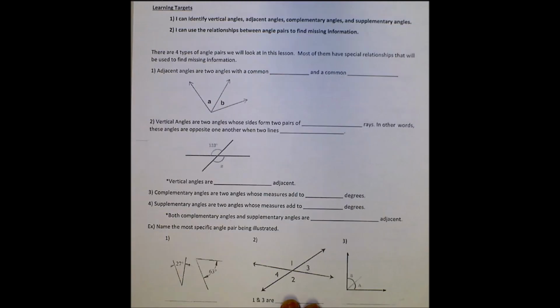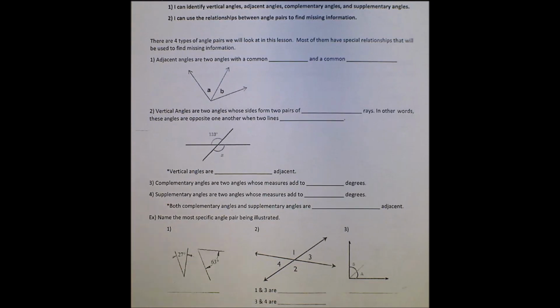Okay, there are 4 types of angle pairs we will look at in this lesson. Most of them have special relationships that will be used to find missing information. First is adjacent angles. These are 2 angles with a common vertex and a common side.